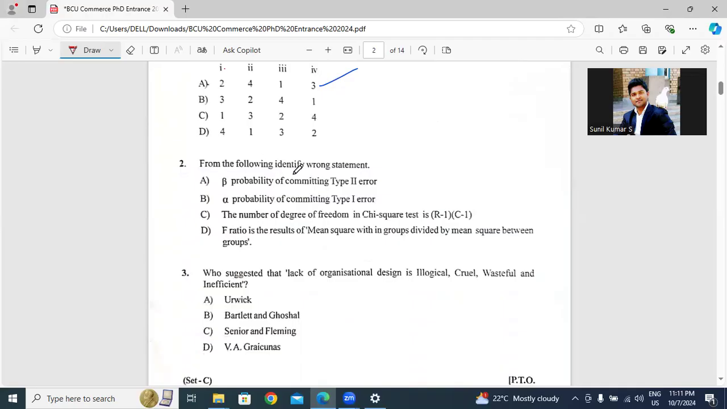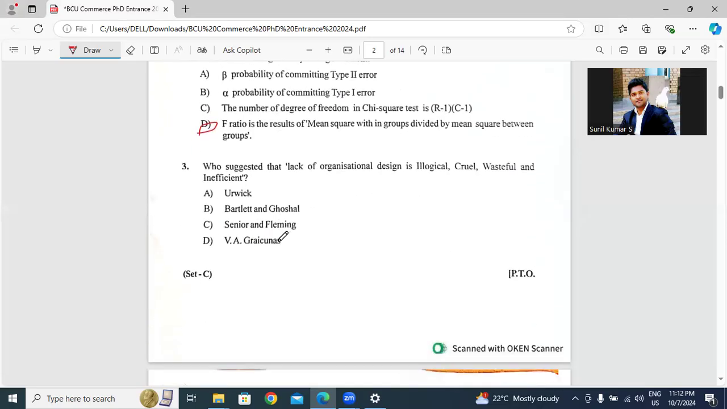Next, the second one: from the following, identify the wrong statement. Beta is the probability of committing type 2 error, alpha is the probability of committing type 1 error, the number of degrees of freedom in the chi-square test is (r minus 1) into (c minus 1), and the F ratio is the result of mean square within group divided by mean square between groups. Actually, all these three are correct and D is wrong. So this we should select.